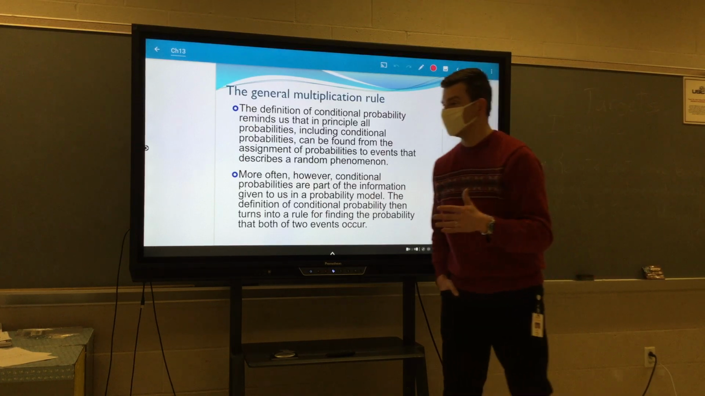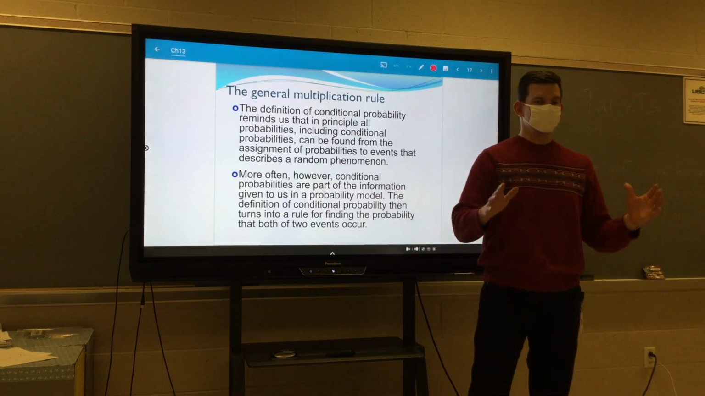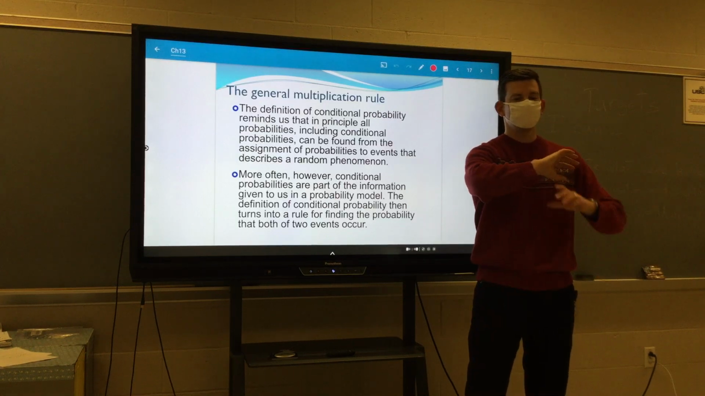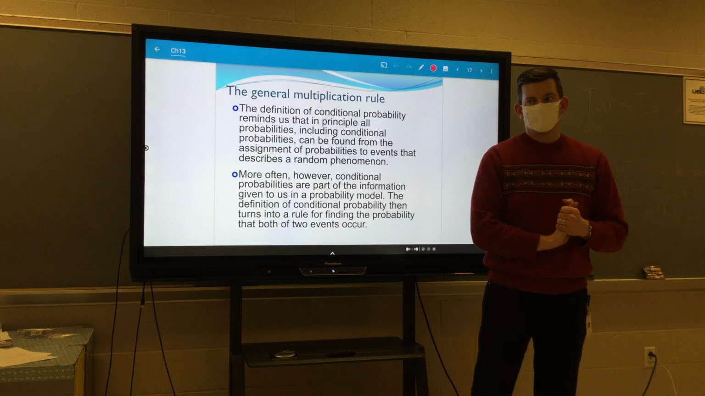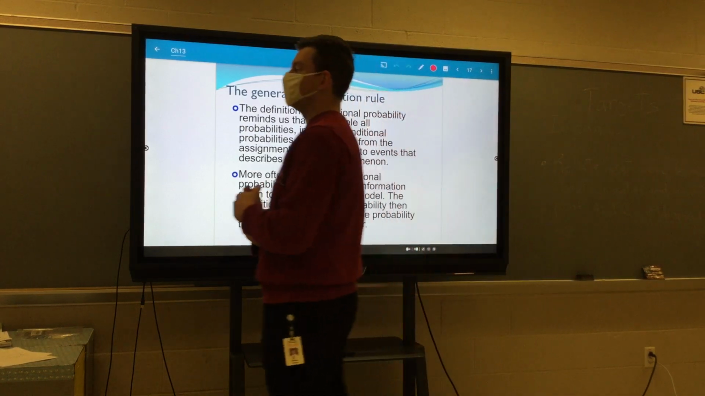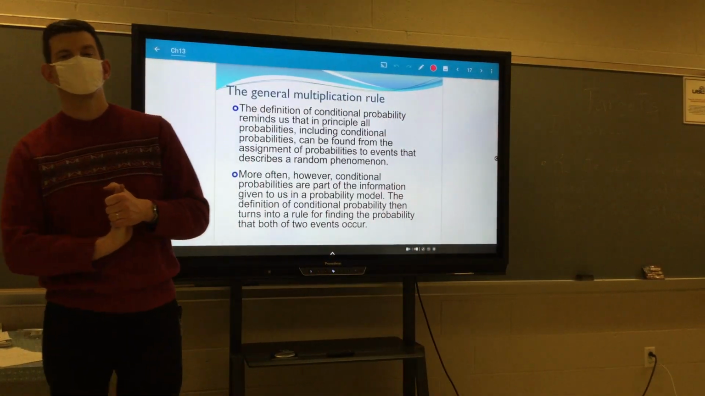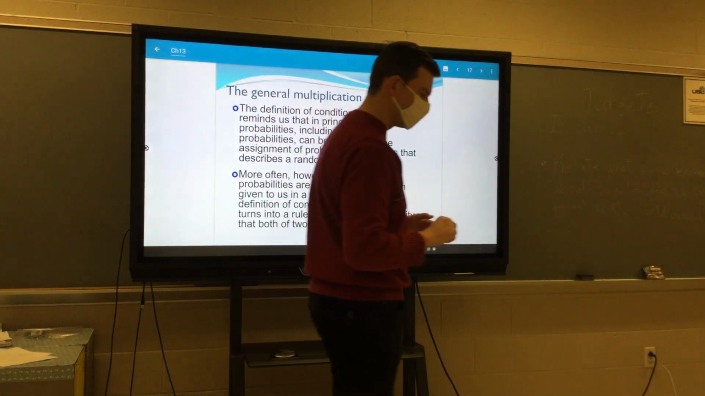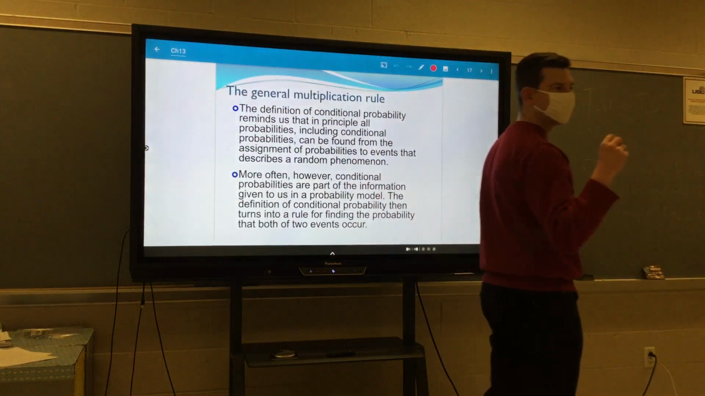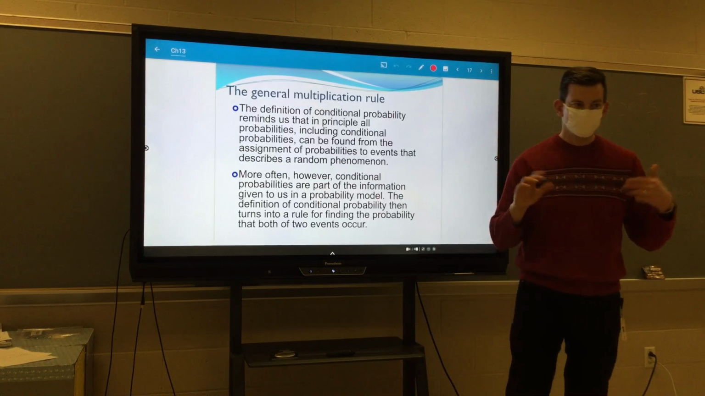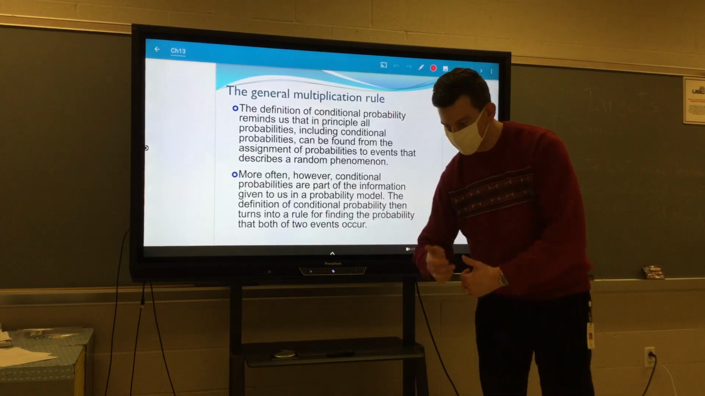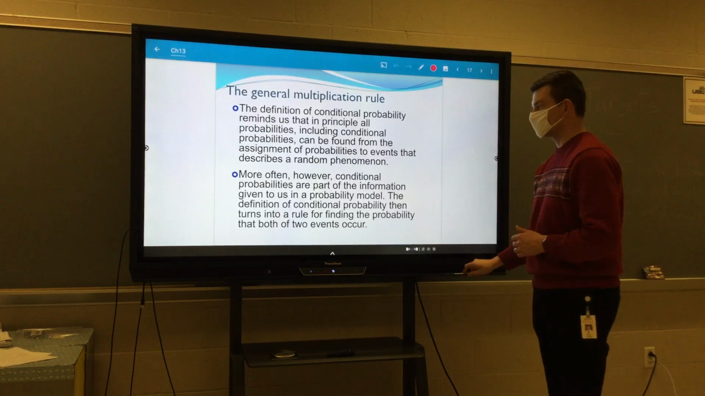Now, if the events are independent, it's nice, it's easy. A times B gives you the probability of A and B happening. But if it's not independent, then it is conditional. And that second probability depends on what happened in that first outcome. Rather than refer to them as dependent events, we look at them as conditional probabilities.